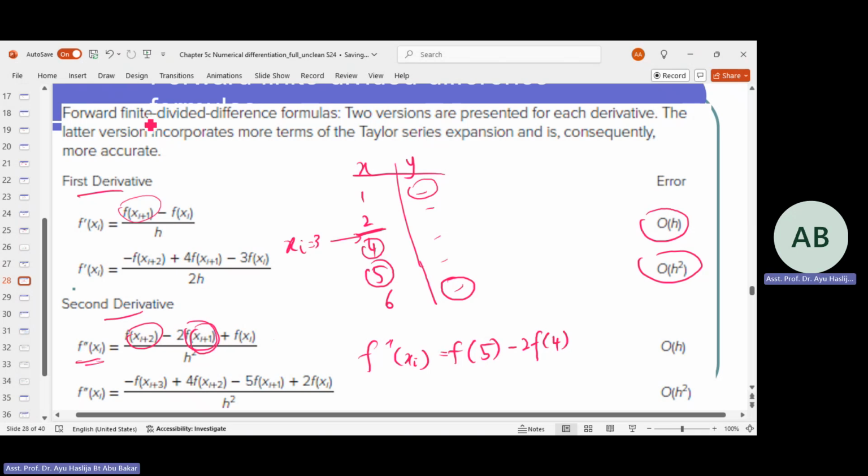Okay, then plus your f3 divide by your step size. Now, step size, what is the step size over here? 1. 1, correct. Step size is 1. How do you know 1?